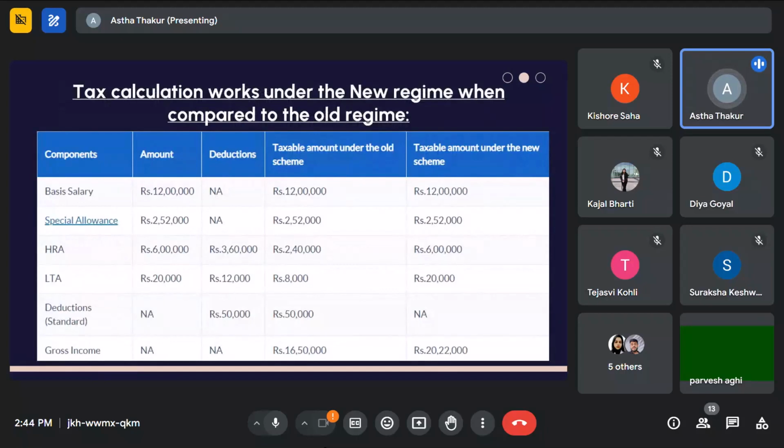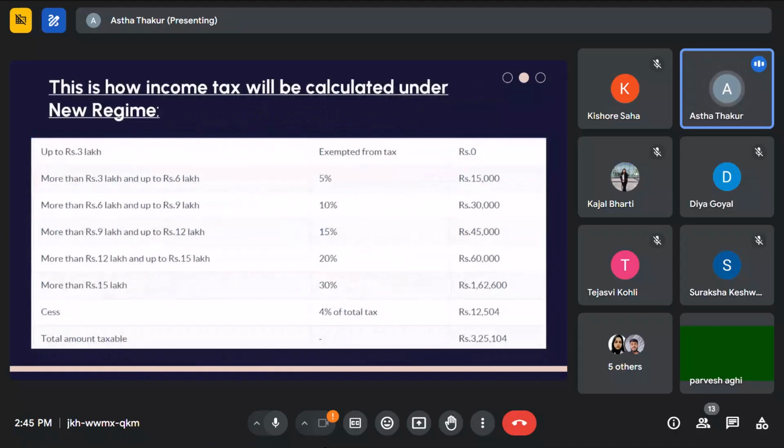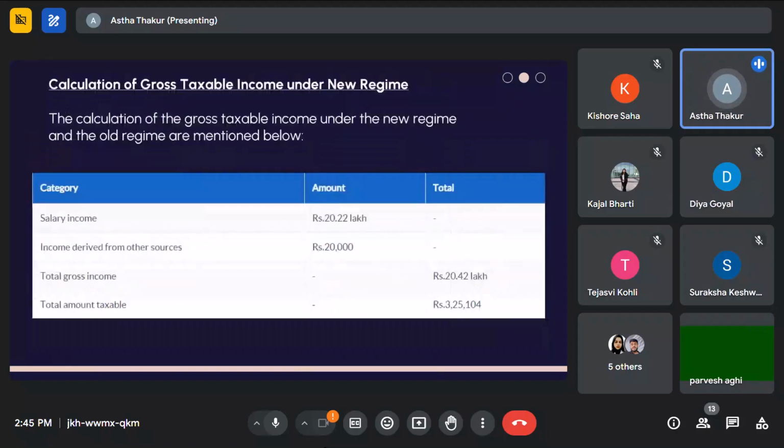Coming to the previous slide, the amount was 20 lakhs in the new tax regime. Why should we go for the new tax regime if it is high? Or to make a contrast, or to make a debate. These are the particular slabs. Up to 3 lakhs, we are exempted from tax. More than 3 lakhs to 6 lakhs, it is 5%. In a similar format, the total tax we are required to pay will be 3 lakhs 25,104 according to the new tax regime.